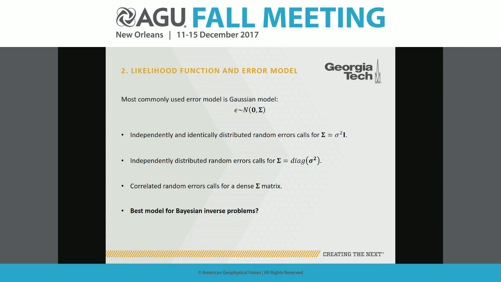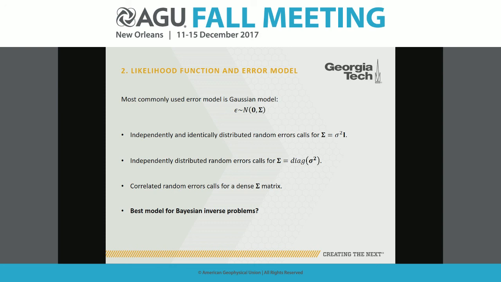We need to use a likelihood function to constrain our estimates. Likelihood functions are mostly determined by the characteristics of errors. The most commonly used error model could be the Gaussian model. That means we assume random errors epsilon are from a Gaussian model with zero mean and sigma as the covariance matrix. There are three different kinds of covariance matrix. The most commonly used is independently and identically distributed random errors, the IID model, in which we assume the sigma matrix equals lowercase sigma squared times the identity matrix.